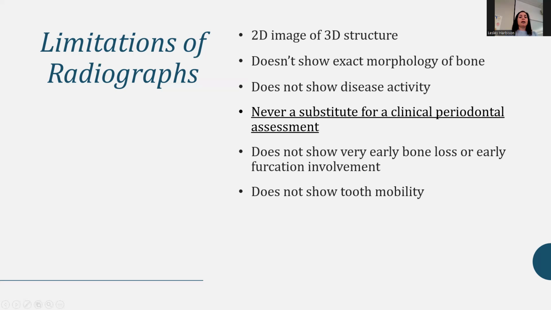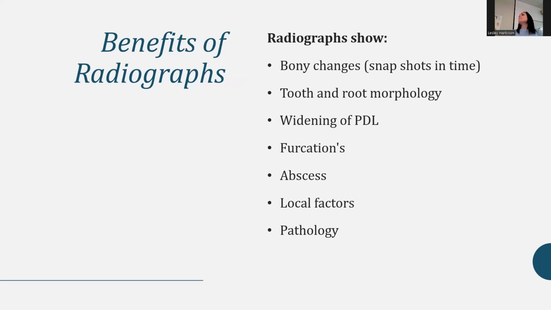Anyways, I'm going to talk way too much. I have to move faster. So early involvement of furcation can be hard to tell with radiographs, so you need your clinical tools. It does not show tooth mobility. You can get a clue if the PDL is really wide all the way around. It's a pretty good clue. There's probably some mobility there.